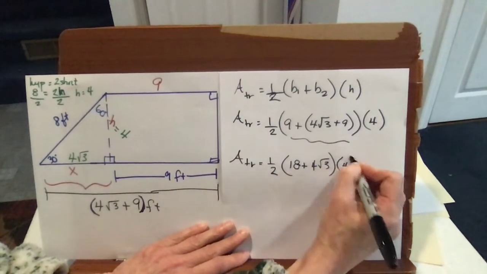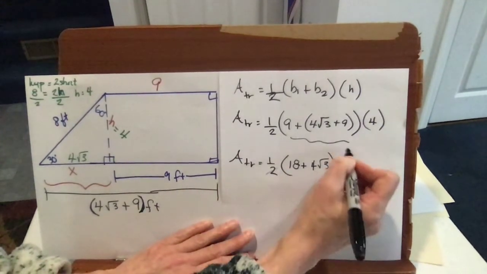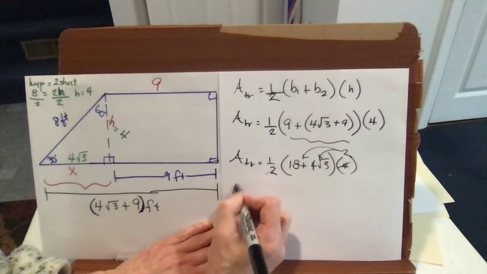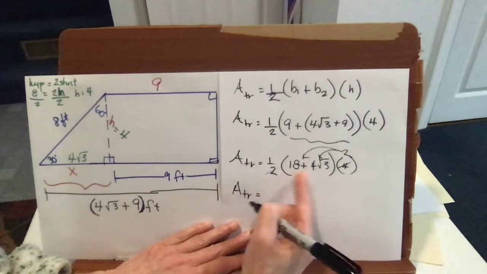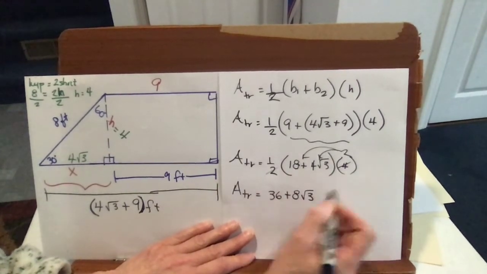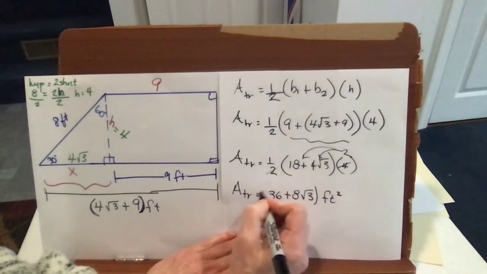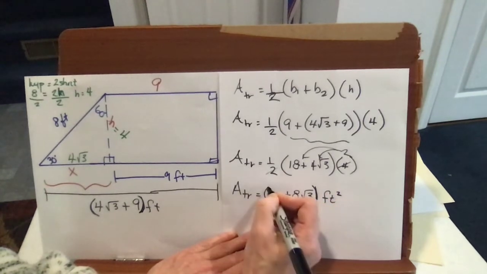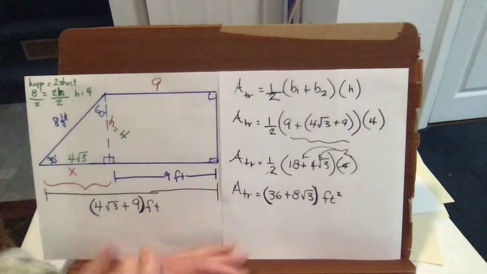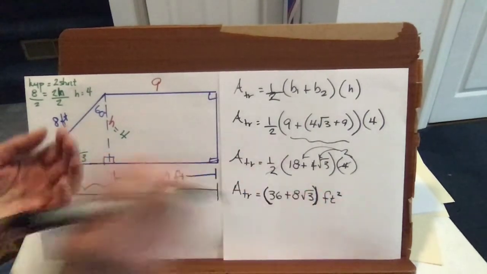And then we're timesing by 4. You can cross cancel if you wanted to. Half of 4 is 2. And then distribute that 2 into 18 and to the 4 root 3. And that's going to be 36 plus 8 root 3. And this is in feet, so it's feet squared. And again, I usually enclose these in parentheses. That way you know that the entire thing is the area. And don't forget you squared on the feet.